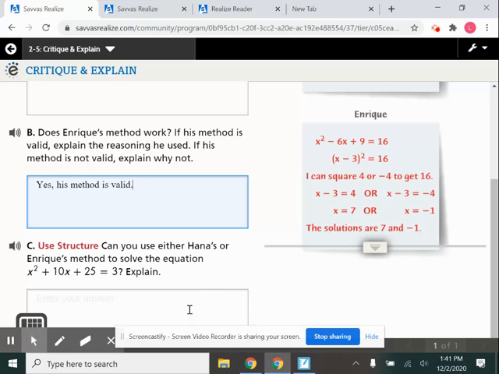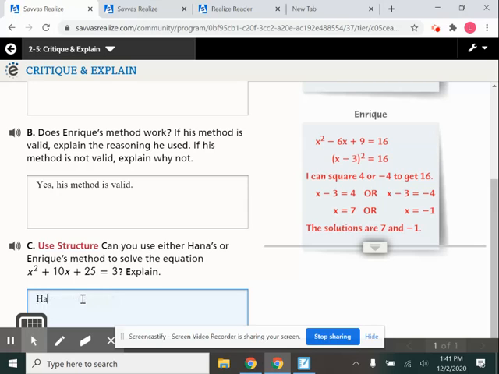And then we have part C down here where it says, can you use either Hannah's or Enrique's method to solve this equation? Well, if we go with Hannah's method, we would subtract the 3 and I'd get 22. And in order to factor, I'd look for factors of 22 that would add to make 10. The only positive factors of 22, because I'm trying to make a positive 10, are 22 and 1, which would make 23 when added together, or 11 and 2, which would make 13. So Hannah's method actually doesn't work here.